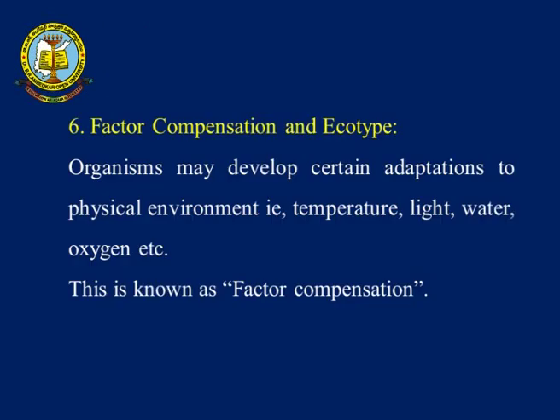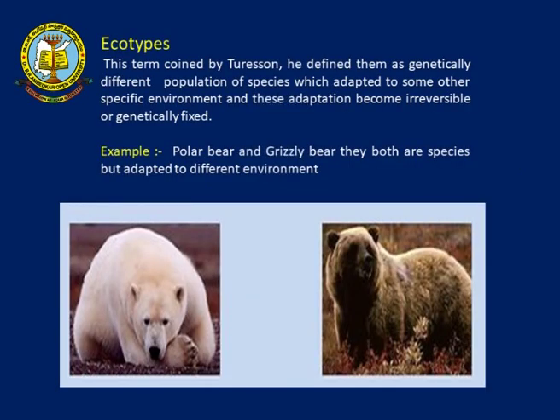Factor compensation and ecotype. What is this factor compensation and ecotype? Organisms may develop certain adaptations to the physical environment, that is temperature, light, water, oxygen, etc., and this is called factor compensation. Now, what is the ecotype? The term was coined by Turesson. He defined it as a genetically different population of a species which adapted to some specific environment, and these adaptations become irreversible or genetically fixed.